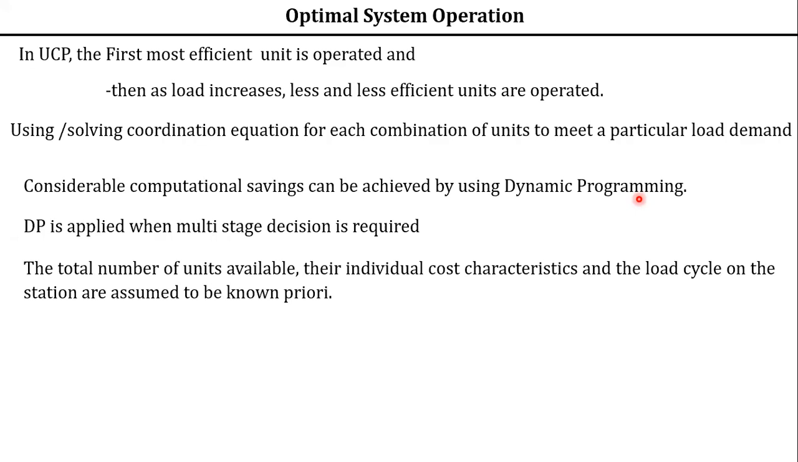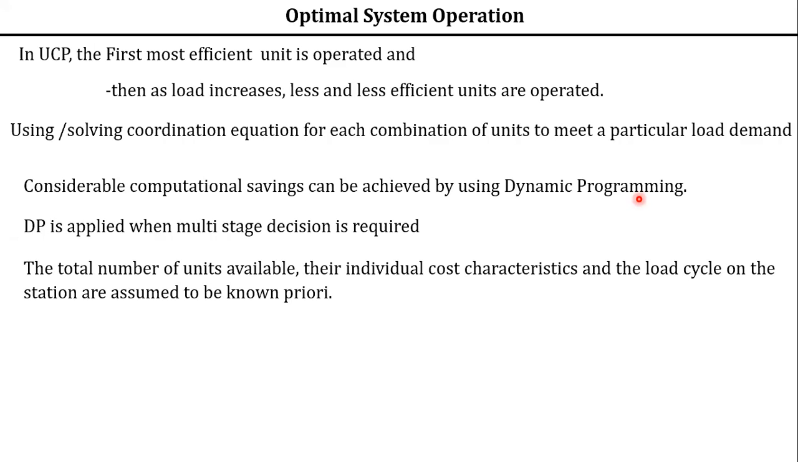Now you see the total number of units available. This is the data which is required before starting your unit commitment problem. What is the data which is required before the commencement of your UCP, unit commitment problem? Number of units available. Then their individual cost characteristics. So I said RTPS, number of units available 8.